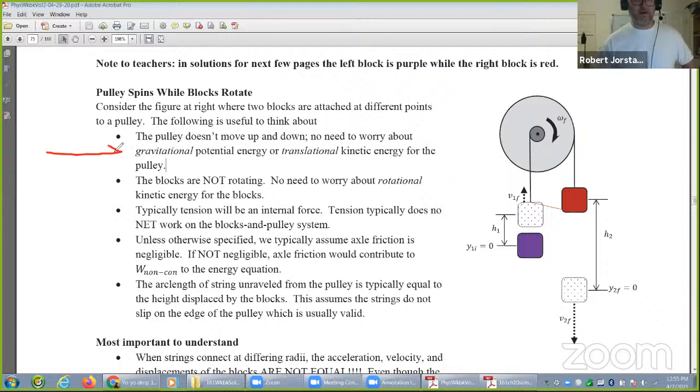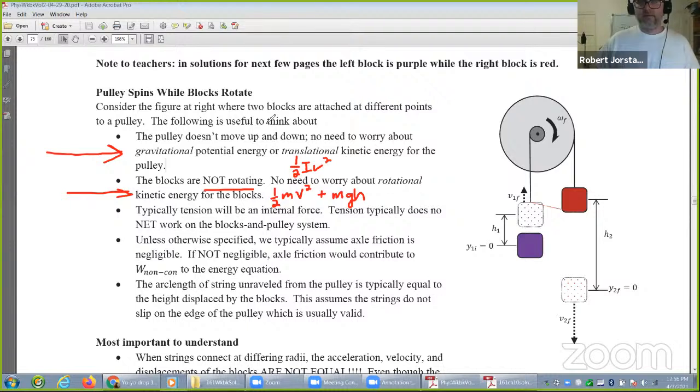You ask anytime you want. So the pulley's not moving up and down. I don't worry about mgh or 1/2 mv squared for the pulley. The blocks are not rotating, so I don't need to worry about 1/2 I omega squared for those. I just have to worry about 1/2 mv squareds, and they also have mghs. This one just has a 1/2 I omega squared.